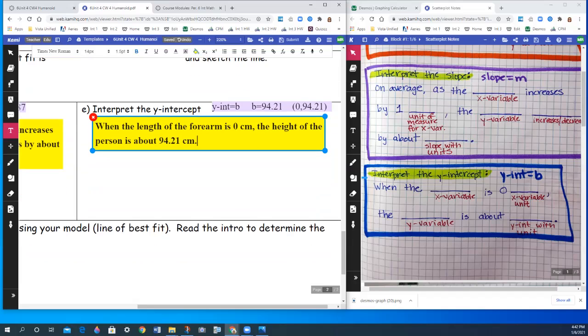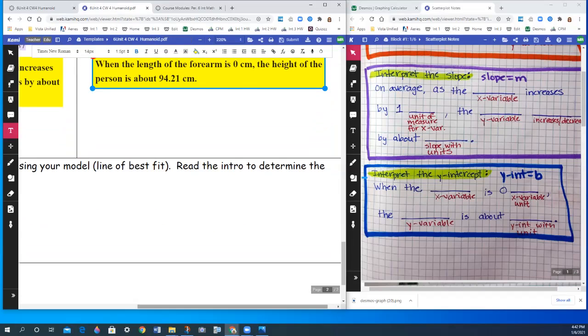And many times the y-intercept doesn't make sense. It doesn't make sense for someone to have a 0 centimeter forearm and be 94.21 centimeters. But even if it doesn't make sense, the rest of the equation does predict our values well, and we are still going to write the y-intercept as is. So don't go, well, that seems kind of crazy. You still are going to write it.